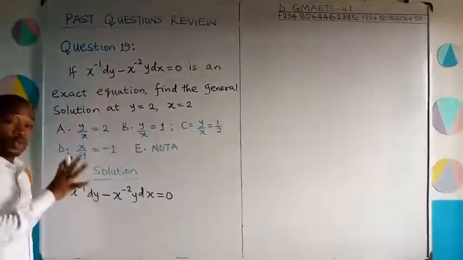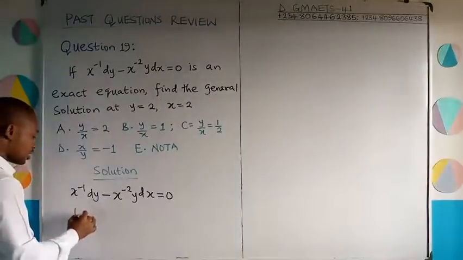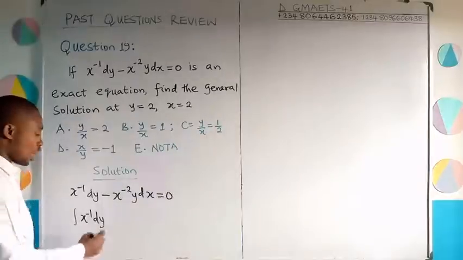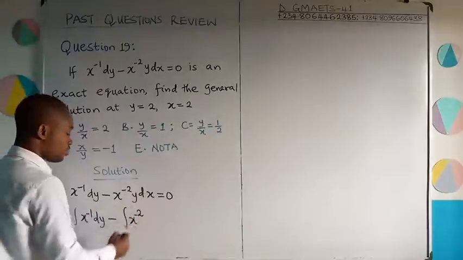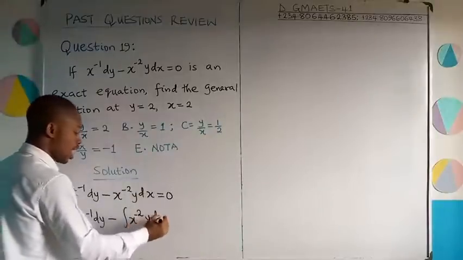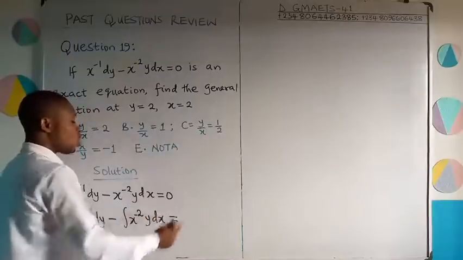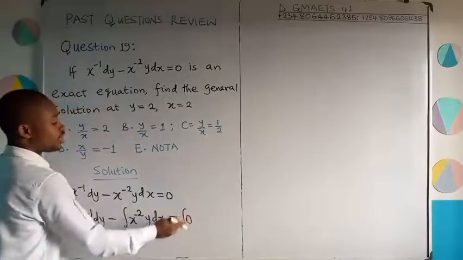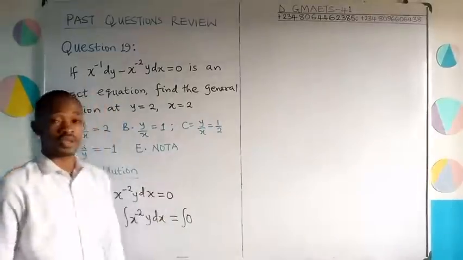So we're moving on. We are going to integrate this directly. I'll simply write integral x minus 1 dy. I'll be integrating here with respect to y, minus integral x raised to the power of minus 2 times y dx. I'll be integrating this part with respect to x. And then that will be equal to, if I like, I'll put integral 0, is my choice. If I don't like, I can remove the integral sign. Once I'm done integrating, I'll simply put equal to c.